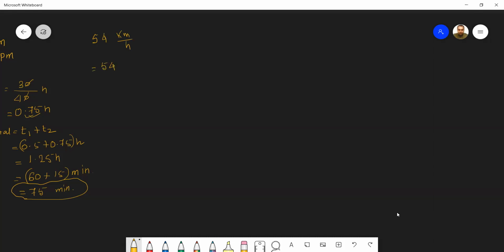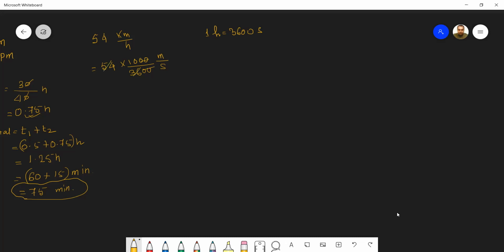So how can we do this? 1 kilometer means you have to multiply by 1000 to get meters, and hour means seconds, so we have to divide by 3600, because 1 hour is equal to 3600 seconds. So now just divide.